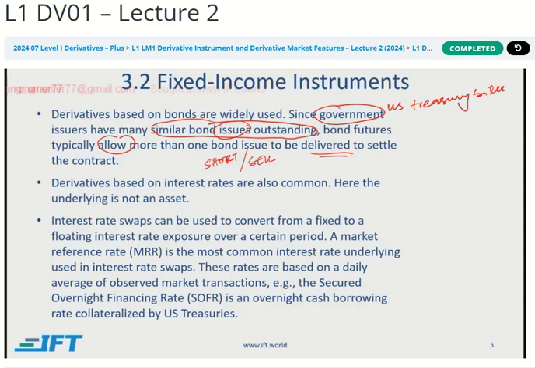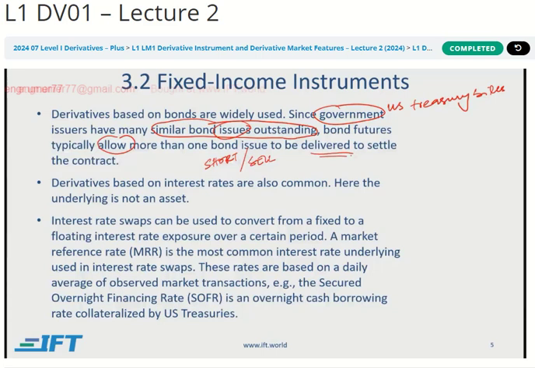And you will get to know more about this, especially in level 2, what this means. But for now, just understand this, that the derivative is based on this hypothetical average bond of all the outstanding bonds, because there are lots of different outstanding bonds at any given point in time.